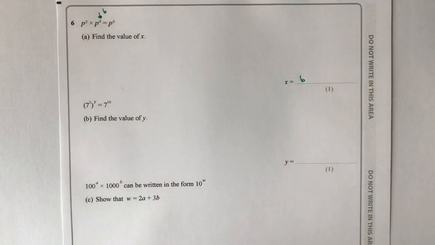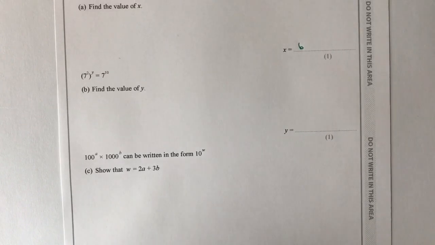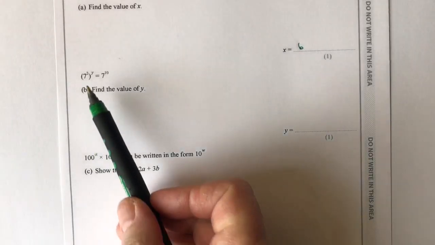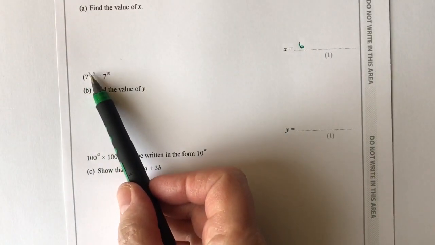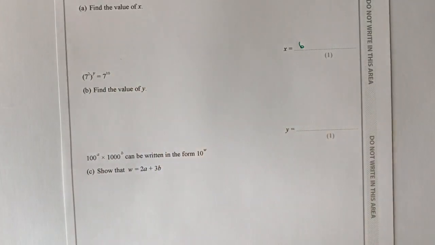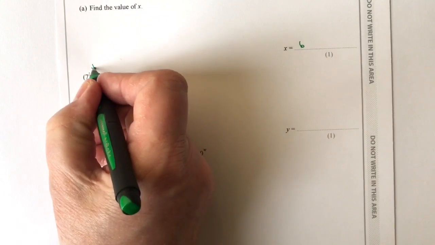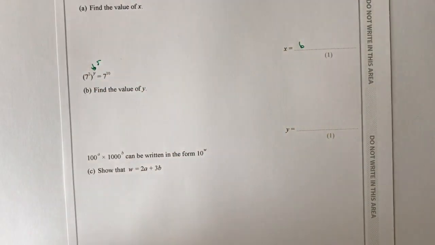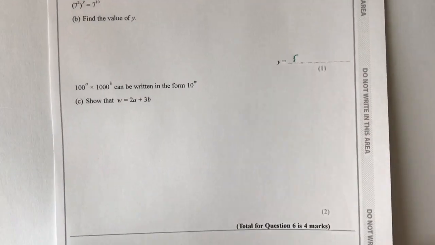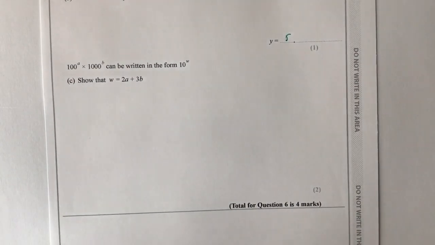Let's move on to part B, where we've got 7 to the 2 bracketed to the power of y equals 7 to the 10. Well, where we've got a bracket, we multiply the indices together. So we've got what number, when we multiply it by 2, is going to make 10? Well, that number is going to be 5. So in this particular case, y must equal 5.